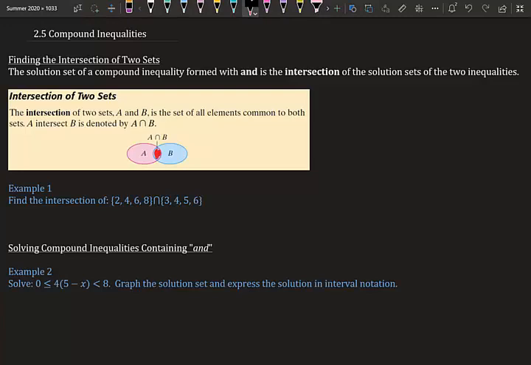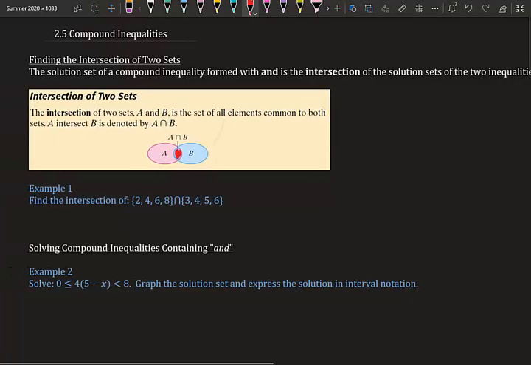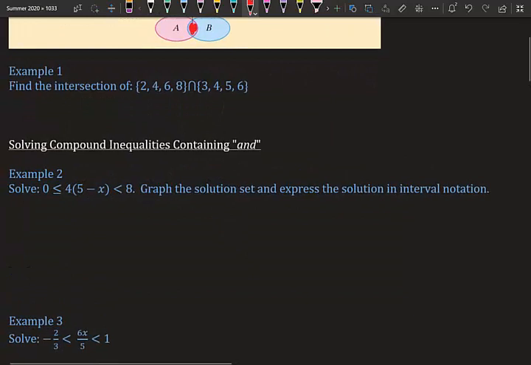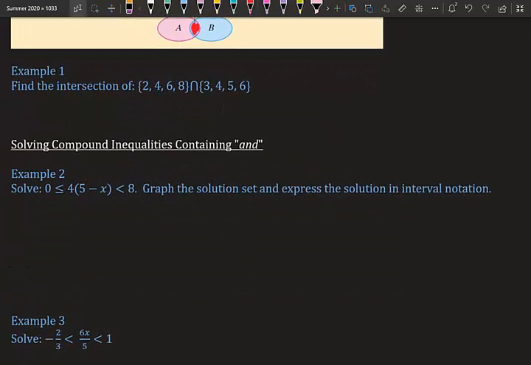Right, you know Venn diagrams, so let's apply that to math. Let's find the intersection of 2, 4, 6, 8 and 3, 4, 5, 6. So basically the intersection is what they have in common. So they have 4 in common, they have 6 in common, and that's it. So the intersection is 4 and 6.